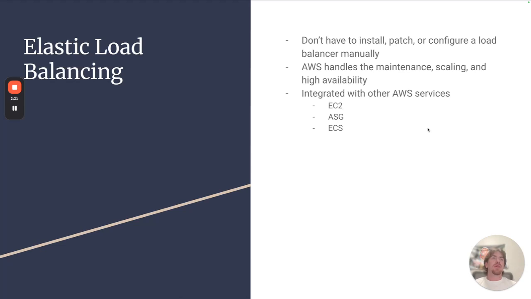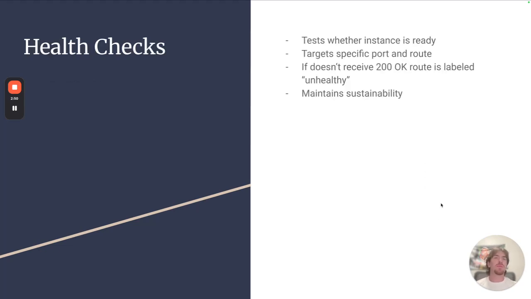It's integrated with other AWS services such as EC2, auto-scaling groups, and ECS, allowing for automatic registration and deregistration of instances. So while it's possible to build your own load balancing setup, that's usually more expensive in terms of time and complexity. ELB gives you reliable performance with just a few configuration options, and it automatically scales to meet your traffic demands.